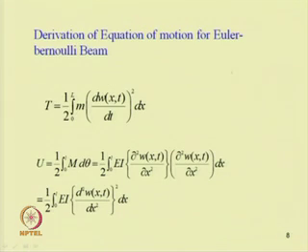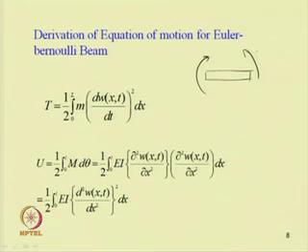In case of the Euler-Bernoulli beam, the beam is subjected to pure bending moment. As the beam is subjected to pure bending, one can derive the equation of motion for the system by taking the kinetic energy and potential energy of the system.